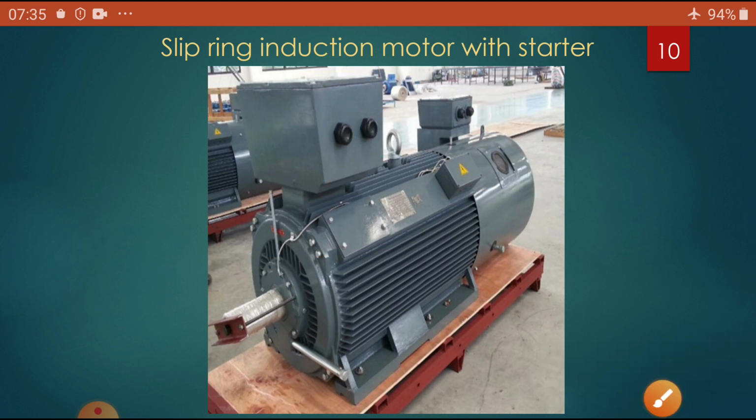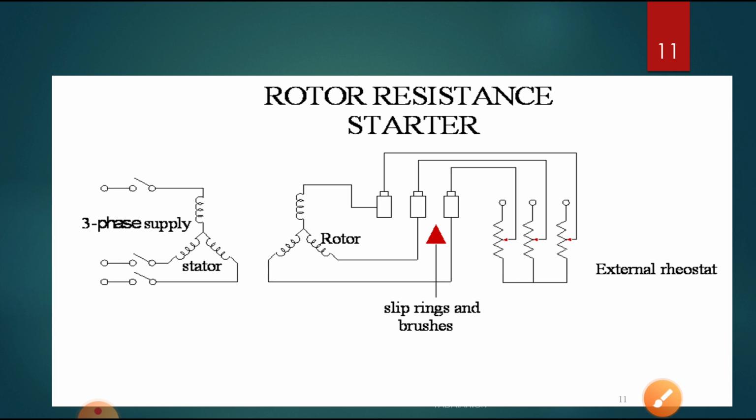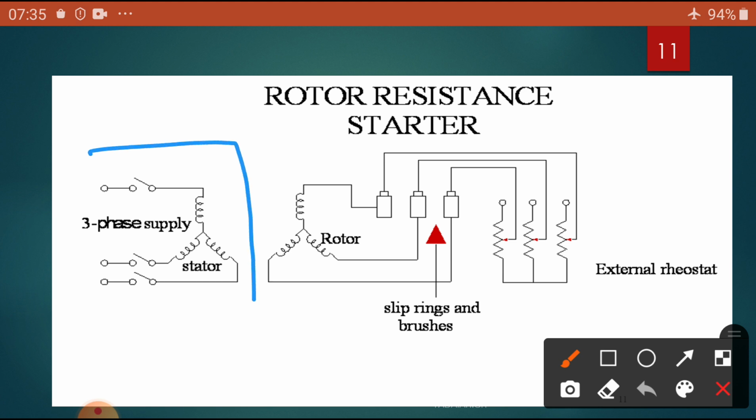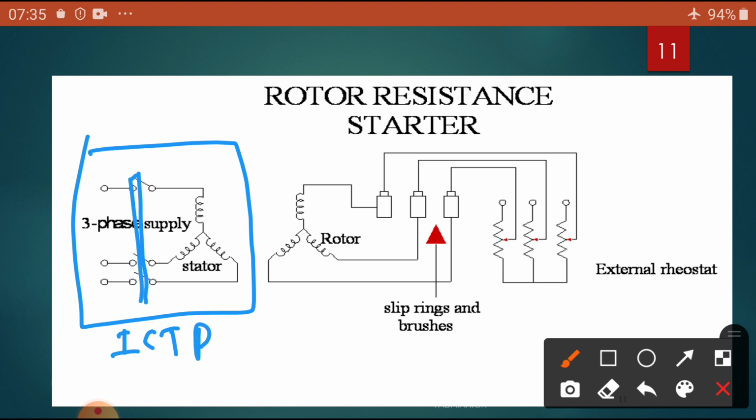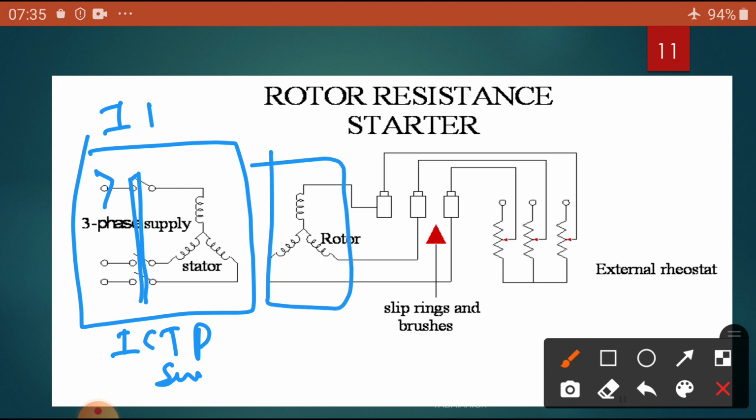Let us see. You can see this is the circuit diagram, the rotor resistance starter circuit diagram with stator and rotor with external rheostat. So dear students, this is the stator side. We are going to give the three phase supply through the TP switch. Once it is connected to the TP switch, it will try to draw the current I1. But what will happen in the rotor circuit? It is connected through the slip rings and brushes to the resistances connected here.